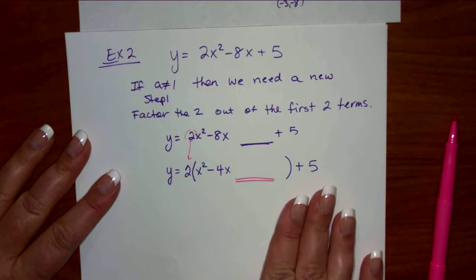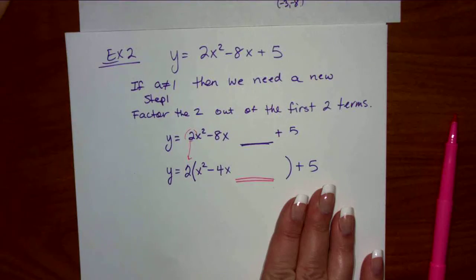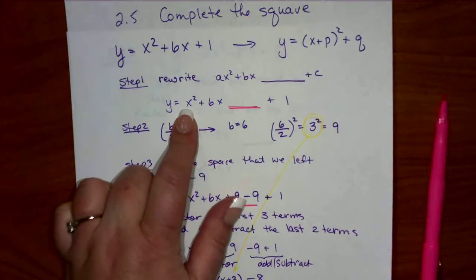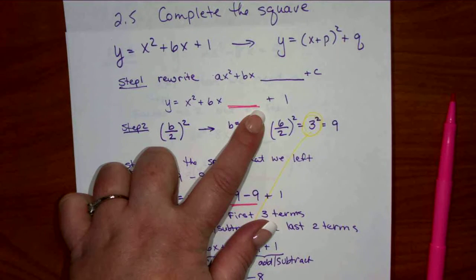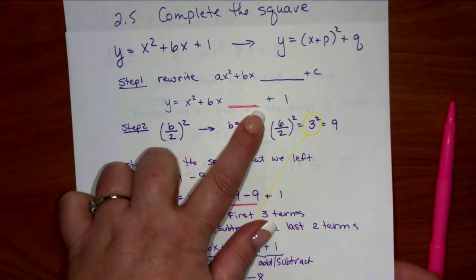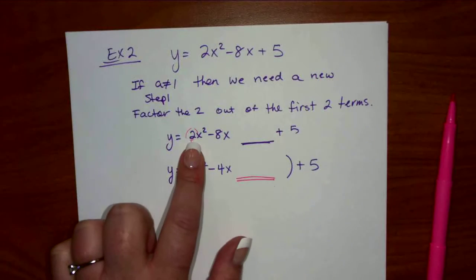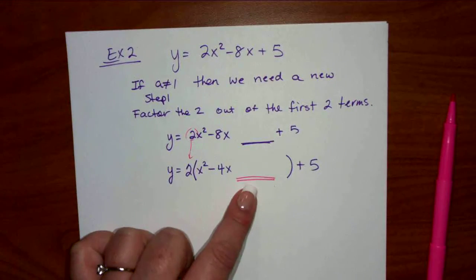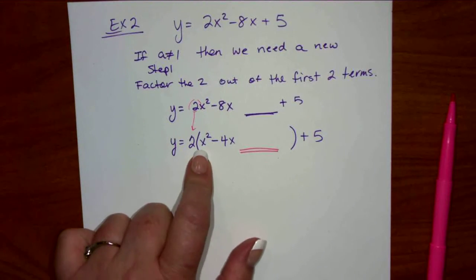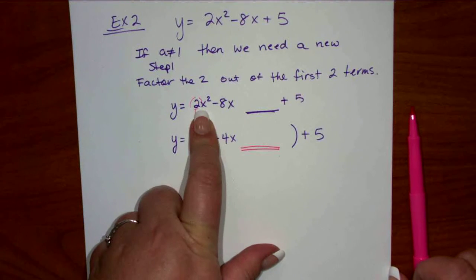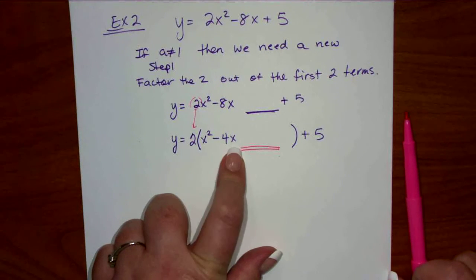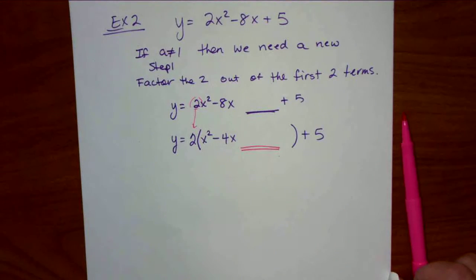So how is this different than the first step in the first question? In the first question, there was just a 1 in front of the x squared, so I just left a space. I didn't need to do anything special. But for this one, because there's a 2 here, I have to leave a space still, but I cannot have anything in front of the x squared, so I have to take it out of both of these. This 5 we just add at the end, so it's not important.